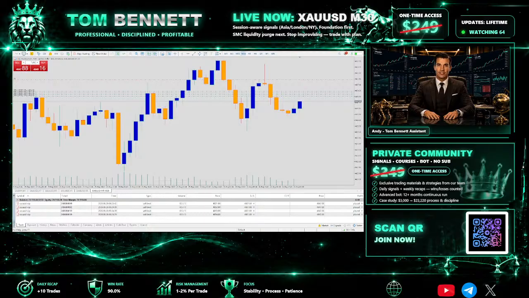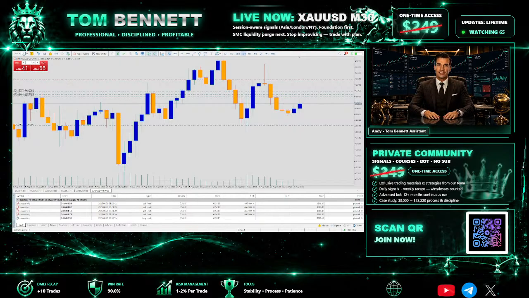XAUUSD can move fast. It can reverse aggressively. It can create beautiful candles that attract emotional traders. And it can still fail within minutes. Many beginners believe that if they can explain a move, they should trade it. That is not professional trading. A professional trader can see many possible moves and still choose to trade only one or two. Why? Because trading is not about proving that you understand the chart. Trading is about protecting your capital until a clean opportunity appears.